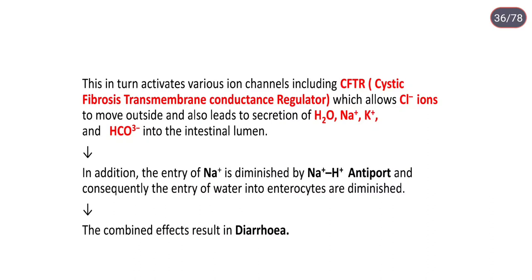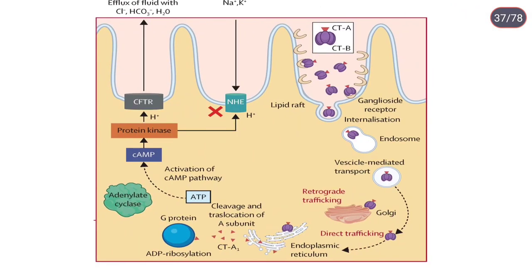At the same time, what this protein kinase A does is it causes the sodium-proton antiporter system to block, and there is no entrance of sodium inside the cell, and no proton goes outside from the cell. So this effect combinedly causes the excretion of huge amounts of water and electrolytes like potassium, sodium, bicarbonate and chloride going outside of the body, which is termed as diarrhea. So that is how the enterotoxin of Escherichia coli causes this type of diarrhea. Okay, I think it's clear to you.